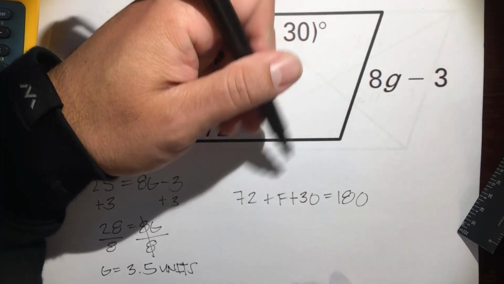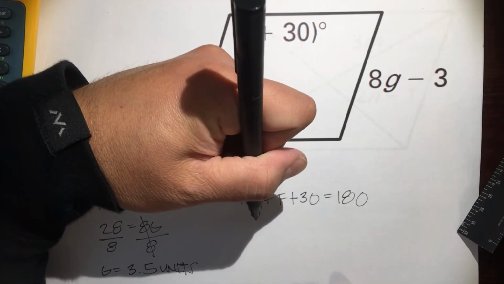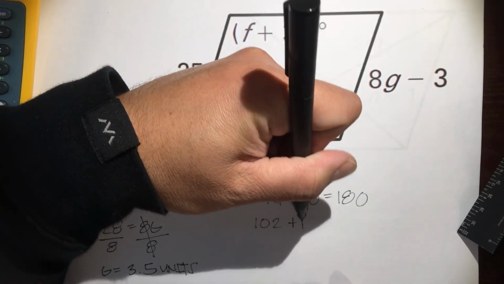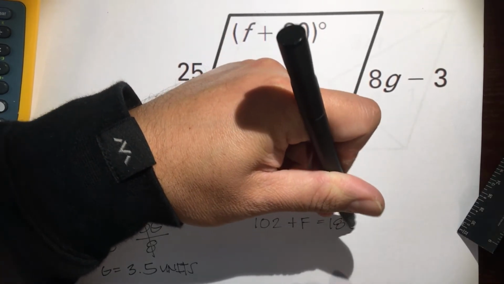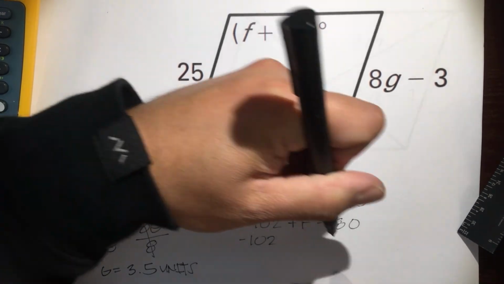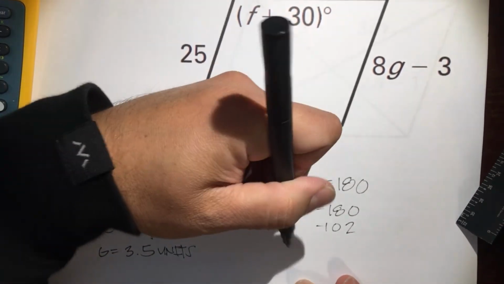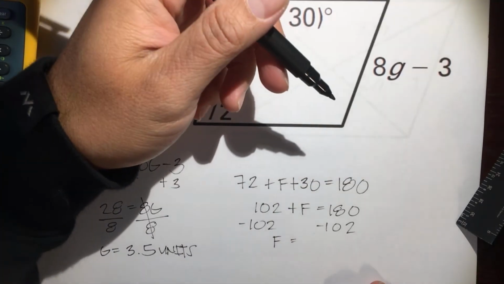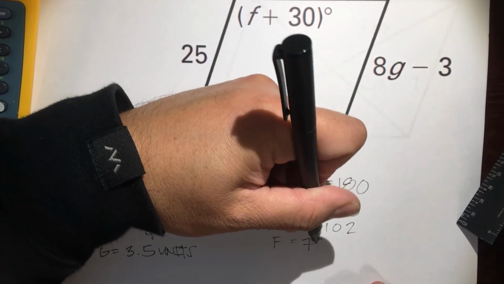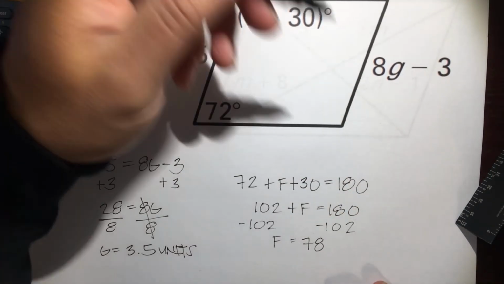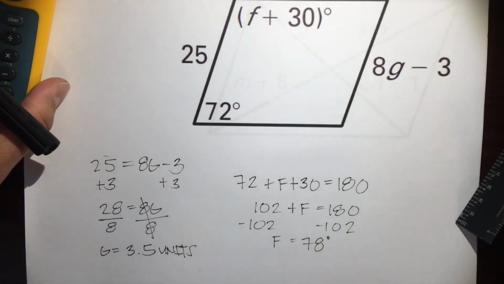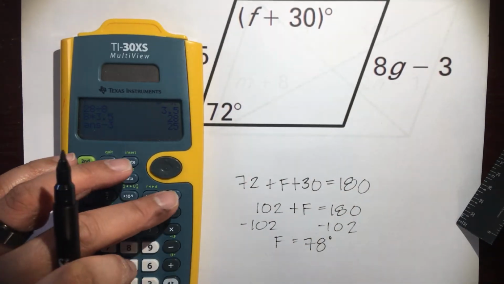And let's combine like terms. 72 plus 30 is 102, plus f is equal to 180. We're going to subtract 102 from both sides. f is equal to 78. 78 degrees? You can put 78 degrees. Yeah. And so let's check that.